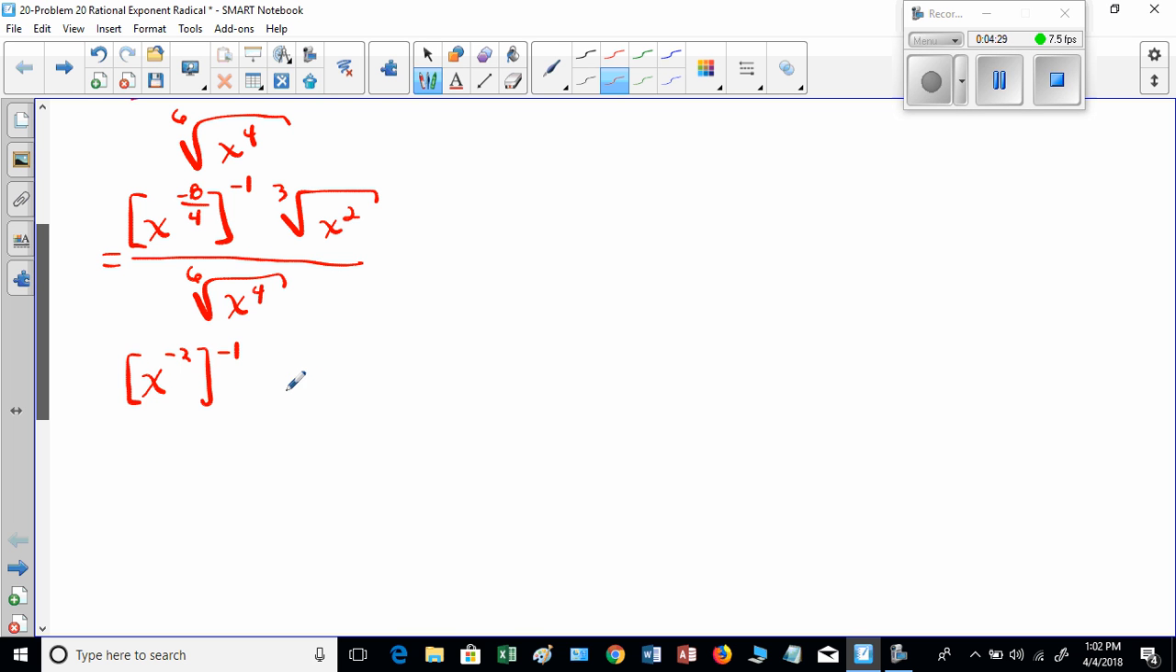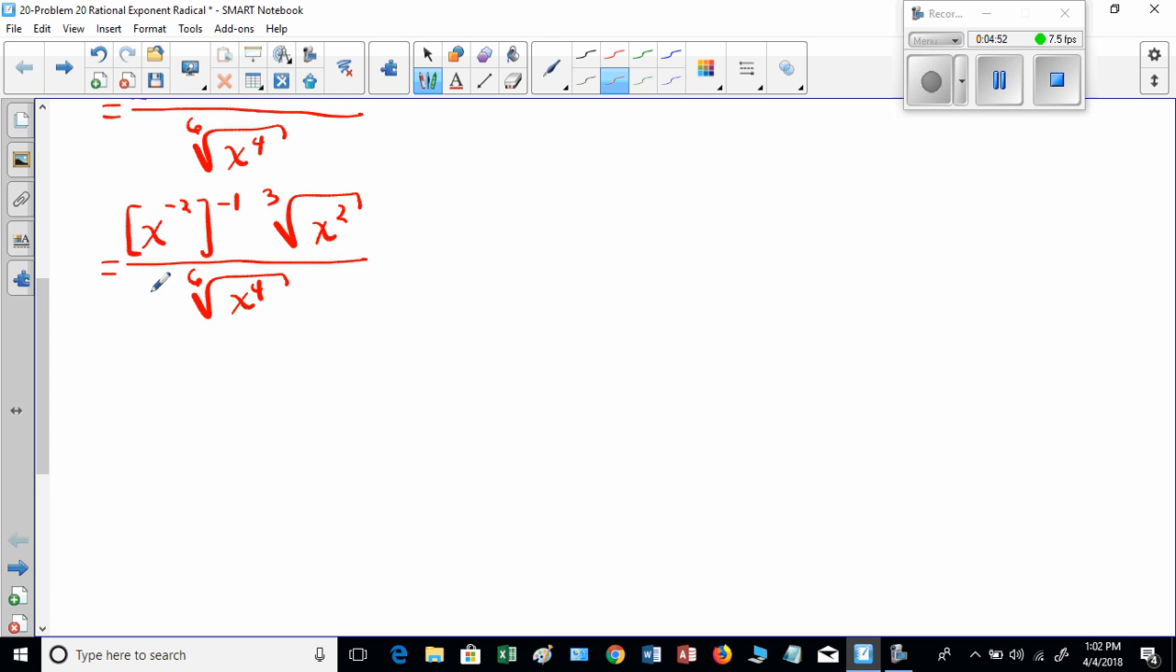All this is elevated to the -1 power, times the cubic root of x to the second, divided by the 6th root of a x to the 4th power. Once again, we're going to apply the property that we studied before, which is the power of a power. So we're going to multiply -2 by -1, and that gives us the final power. Keep in mind that -2 times -1 is +2, so this is x to the second, then multiply the cubic root of x to the second divided by the sixth root of x to the fourth.